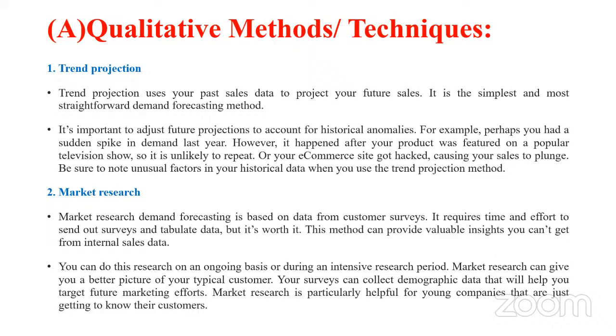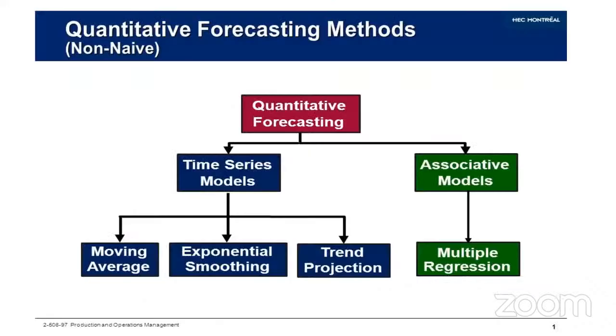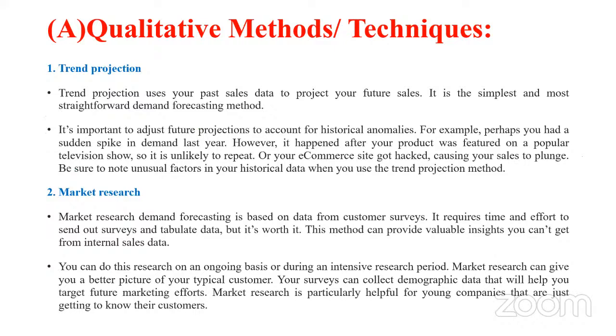In qualitative techniques, you have trend projections, market research, sales force composite, and Delphi techniques. So these are the four different types of qualitative methods for predicting the future. So let's start with the first one, trend projection. Trend projection means we are projecting for the future. Trend projection uses past sales data to project future sales.